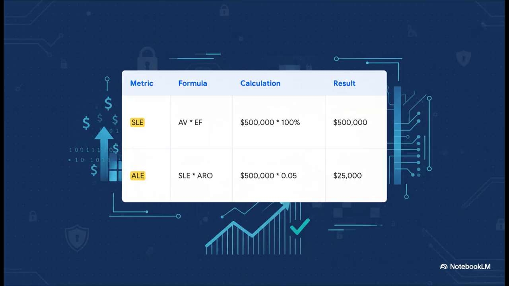Okay, here's how it's done. First, we figure out the SLE. We multiply the asset value by the exposure factor. In this case, that's $500,000 times 100%, since all the data would be lost. So our SLE is 500 grand. Easy enough. Then, to get the ALE, we just multiply that SLE by the annualized rate of occurrence. So, 500,000 times 0.05, and that gives us an ALE of $25,000 per year. And that is the number you take to management to justify spending money on security controls.